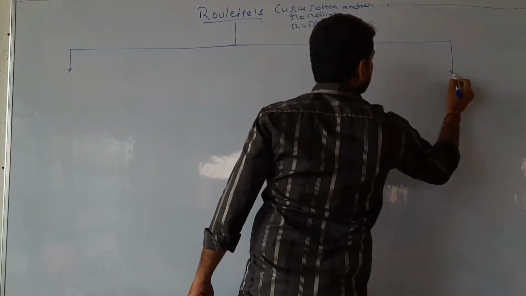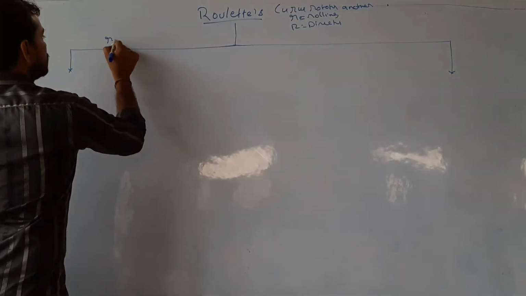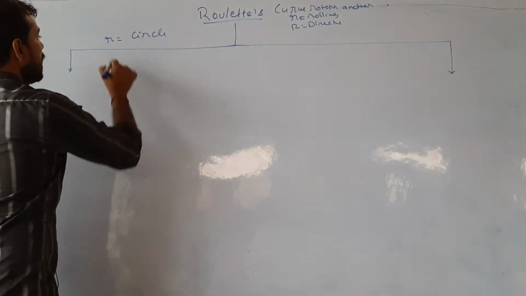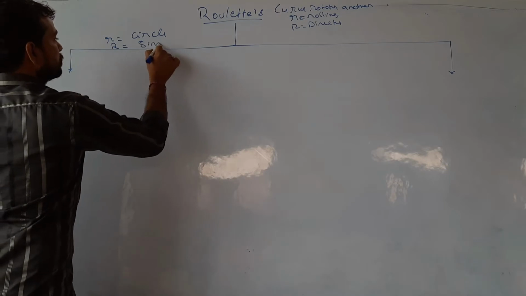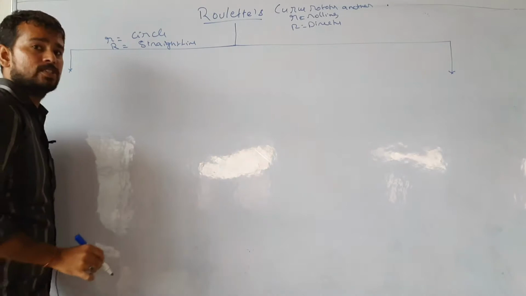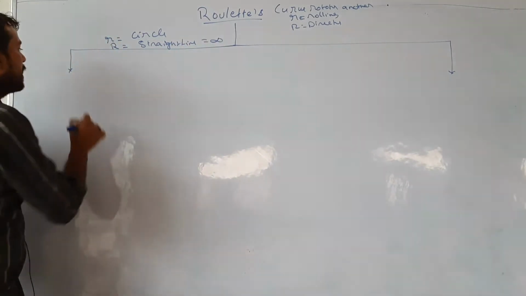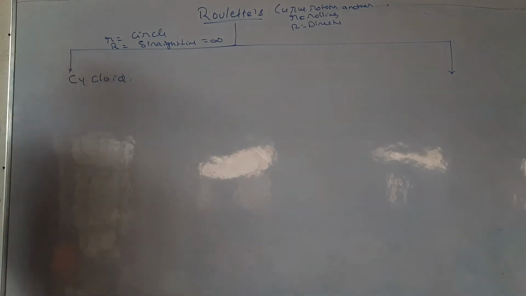Again there are two conditions. Small r is equal to circle, capital R is equal to straight line. Small r is equal to straight line, that means the radius is equal to infinity. Then what will you get? You will get a cycloid.